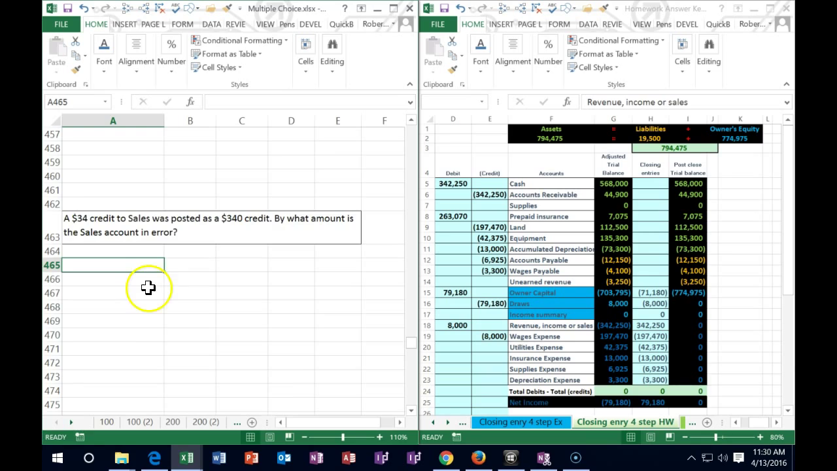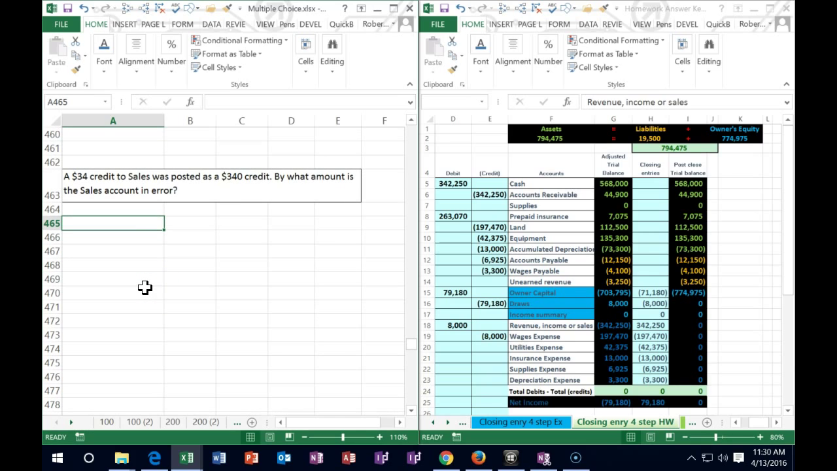Next one says that we have a 34 credit to sales was posted as 340. By what amount is the sales account in error? So we can see here that this is something that the double entry accounting system won't catch, because if we have the debit and credit that are off by the same amount, it won't be caught by the double entry accounting system, even though there's an error. Now, bank reconciliation or something will catch it maybe, down the line. It's not like we don't have other check figures, but this is an error that's not caught by the double entry accounting system alone. So once again, I would think about what should have happened versus what did happen. And then we'll take a look at the difference in this case. So what should have happened versus what did happen. What should have happened? We should have credited the sales account.